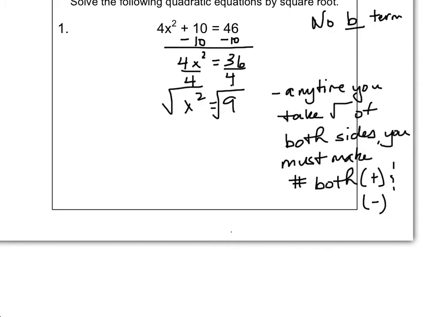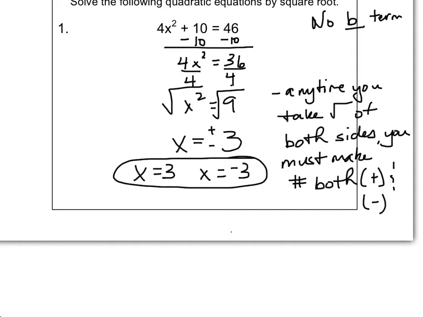Okay, so you've got to make them both positive and negative. So when I take the square root of x squared, you'll notice the square term and the square root cancel out, so I'm left with an x. The square root of 9 is 3, and it's got to be both positive and negative. Or if you wanted to write it out like this, x equals 3 and x equals negative 3. Again, how many answers do we always have on solving quadratics? You always have 2. This counts as your 2 answers.